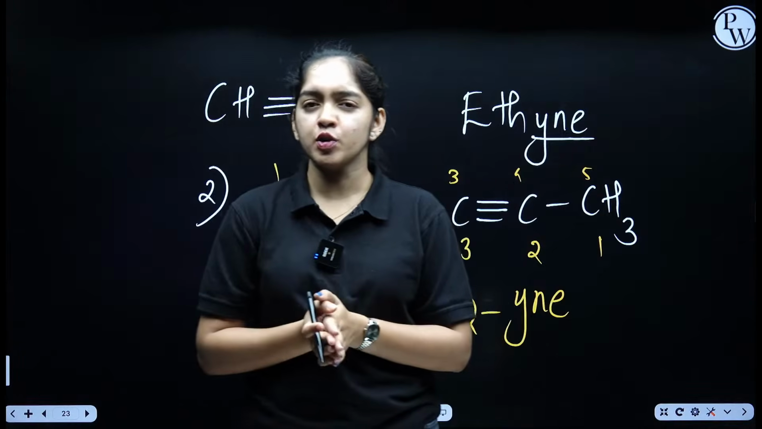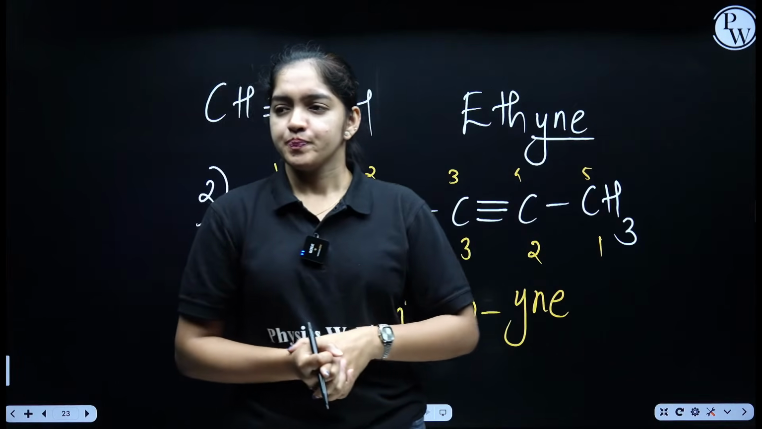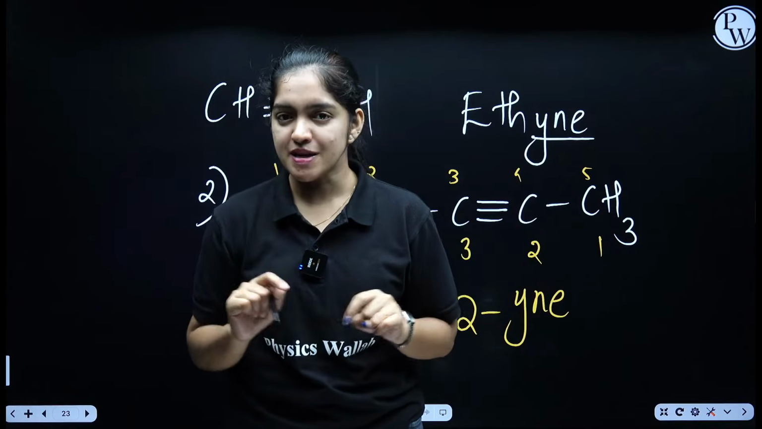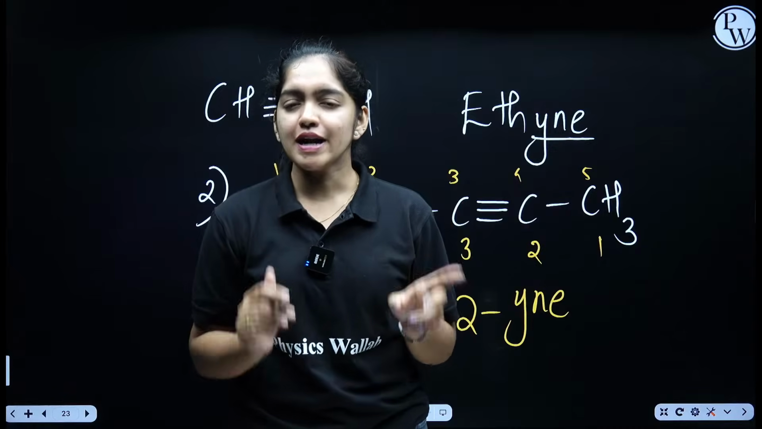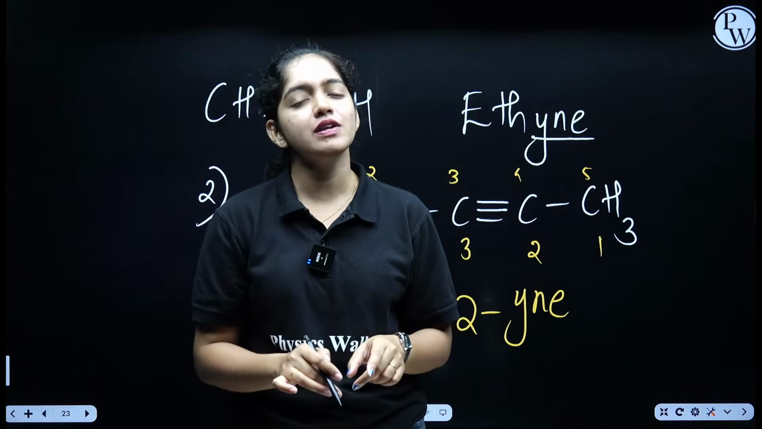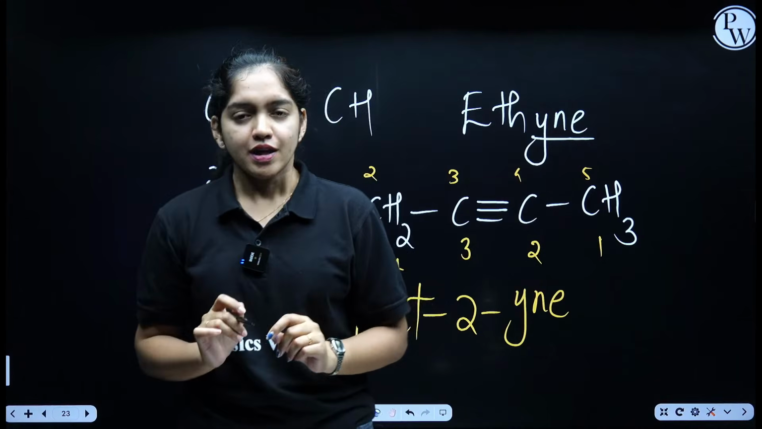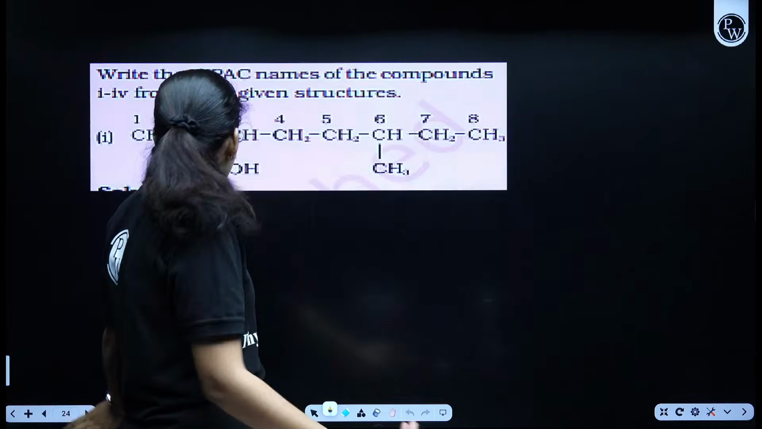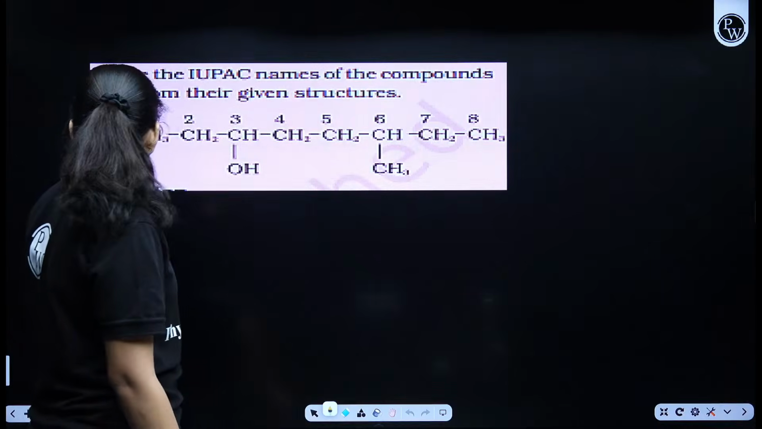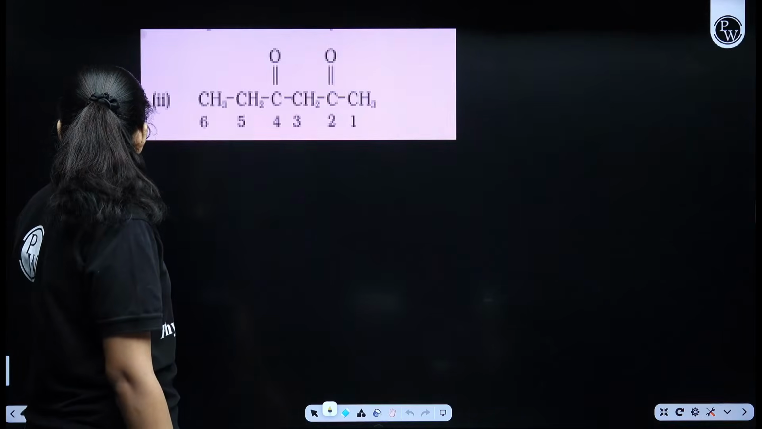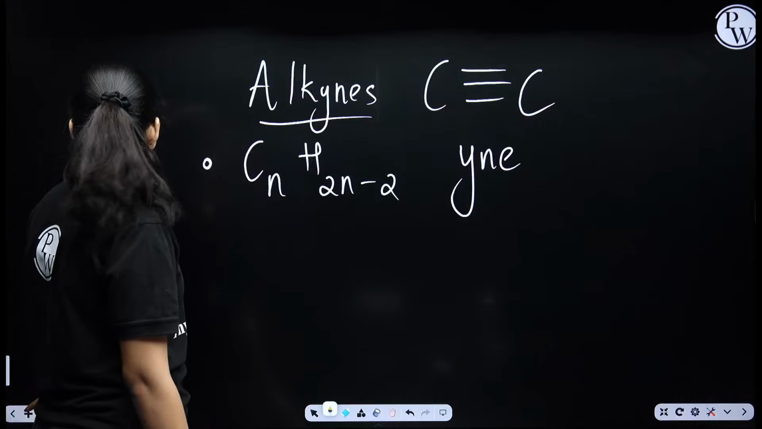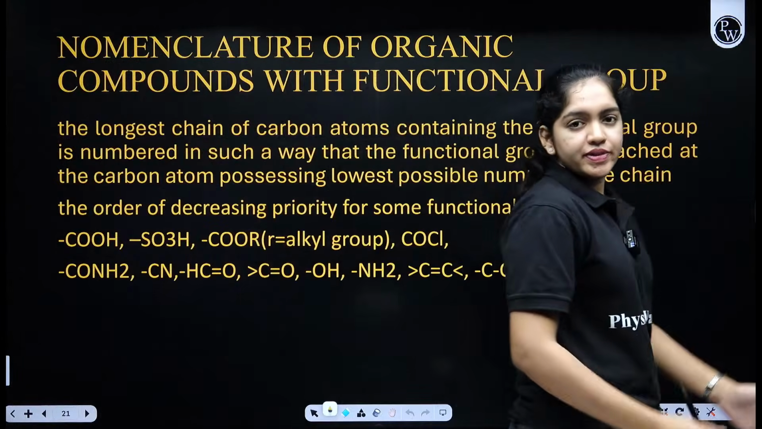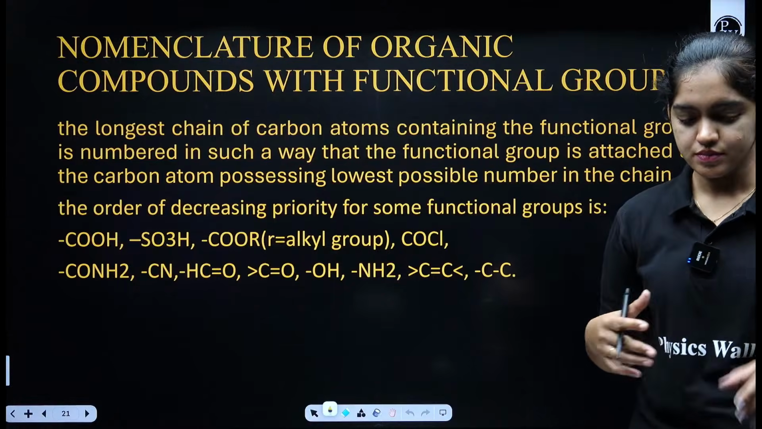What is a functional group? Can anyone tell? A functional group decides the function of the organic compound when it is present in the formula, right? If an organic compound contains a functional group, its full character will be decided by the functional group. And there are a lot of functional groups. Which are the functional groups that you know? Can anyone tell?